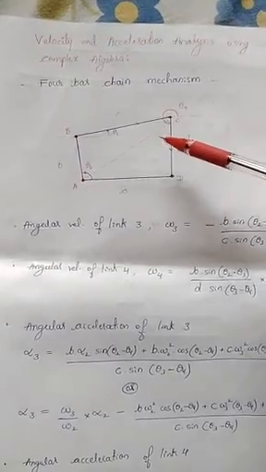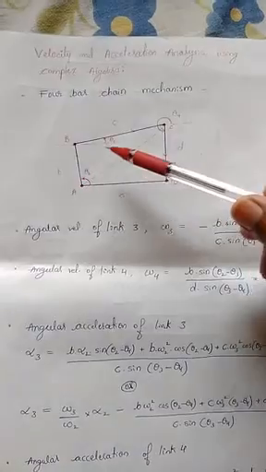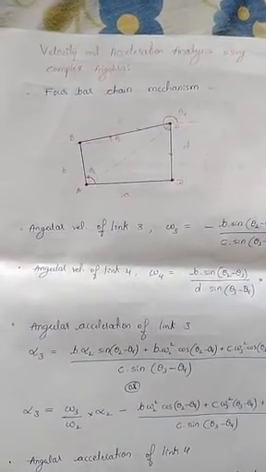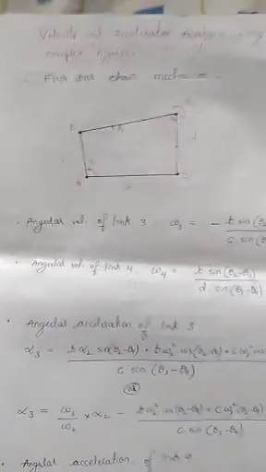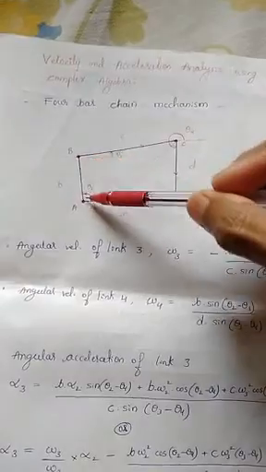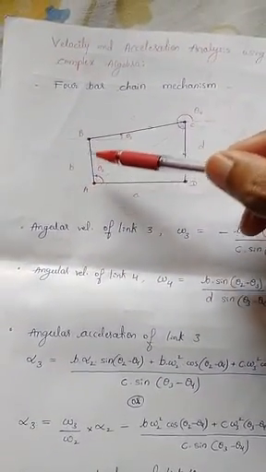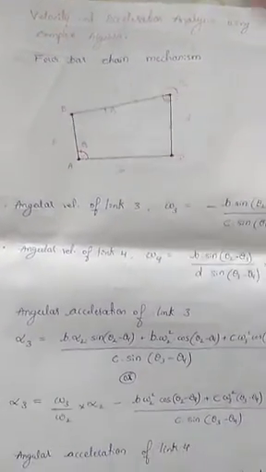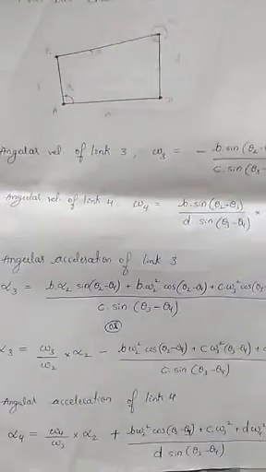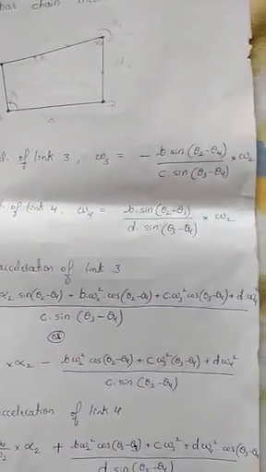So in this mechanism we have to find out the angular velocity and angular acceleration of the different links. The angular velocity and angular acceleration of this link will be given in the question, and these two we have to find out. So the first formula: angular velocity of link 3.